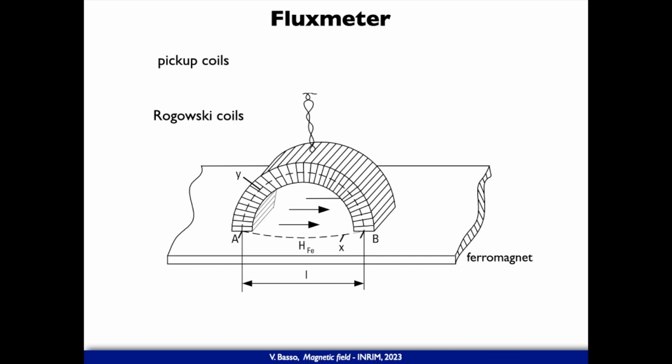This is the geometry in the plot. Then the point is that you have to carefully measure the change of B in this coil. So flux meter is the instrument that can be used for that.